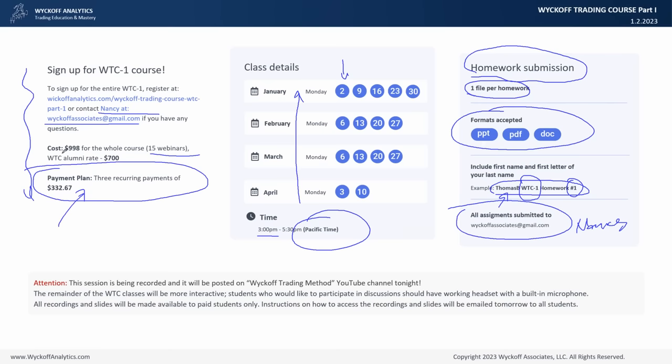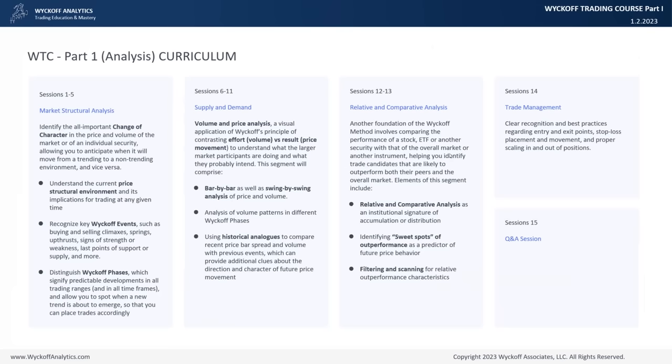Okay, with that, let's quickly talk about the curriculum and what is it exactly that we're gonna cover in this course. So the first 5-6 sessions are gonna be devoted to the market structural analysis. And in there, the most important things that we're gonna go through are the basics of how the structure unfolds. From, let's say, one price structural environment, let's say of a trend, going through the changes of behavior, changes of character, and then going into the consolidation where we are observing specific Wyckoff events and Wyckoff phases for timing. This is going to be the basics of the Wyckoff price structural analysis.